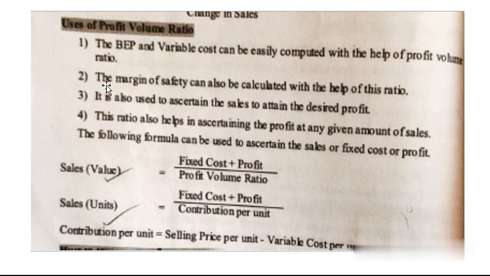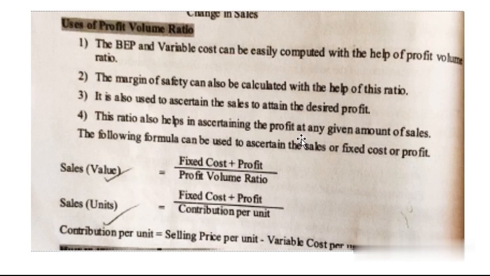That is what is explained in this third point. It is also used to ascertain the sales to attain the desired profit. That is, if you want to get 20,000 as profit, how much sales you are supposed to make. So that can be ascertained. Then the fourth point is, this ratio also helps in ascertaining the profit at any given amount of sales.